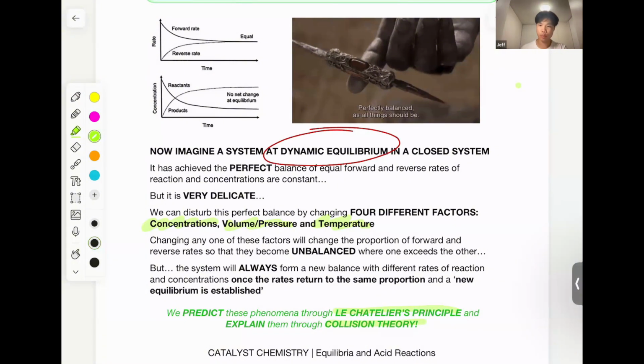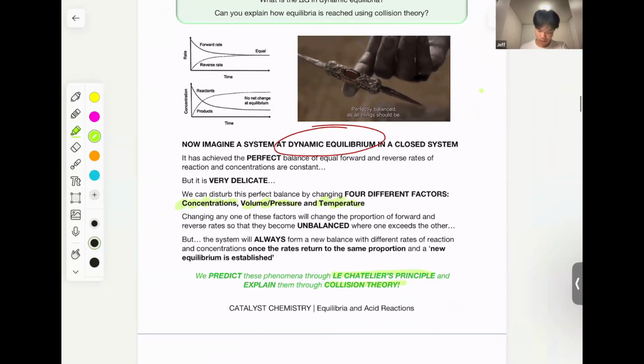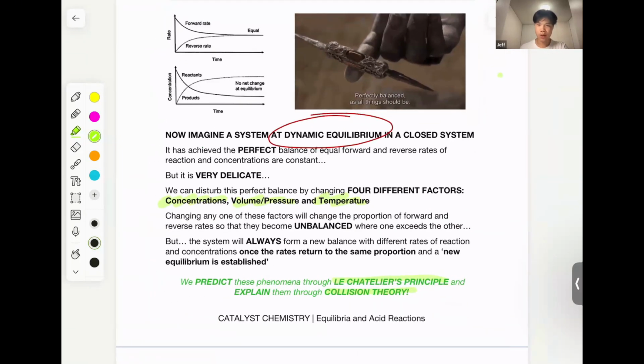You need to be able to do both types of explanation when you write them in your exam, and they are different. Can anyone quickly summarize? How is LCP different to collision theory? How do you justify those being different responses? LCP tells you which way it's shifting, but it doesn't tell you why, and then you can use collision theory to explain why it's shifting that way.